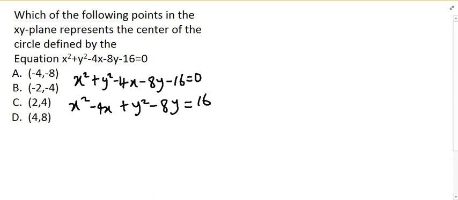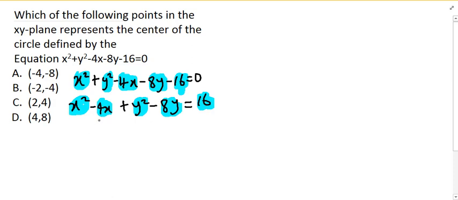So I hope I picked every term in this question. This is my x, this is my y here, this is my 4, this is my 8, and this is my 16. Wow, I actually picked every bit of information we need here. So from here, let's continue.